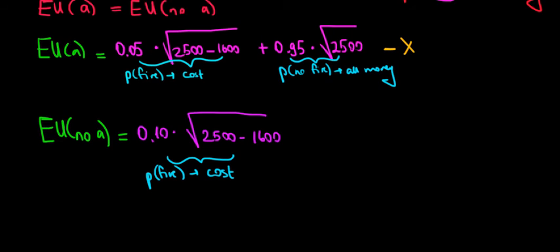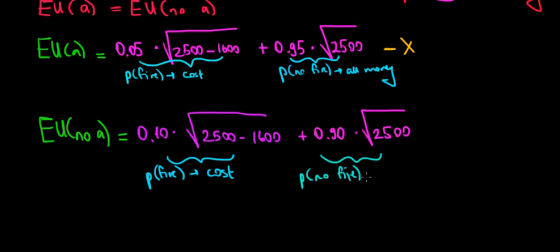Now, what's the remaining probability? Well, it's 90%, which is the same as 0.90 multiplied with the square root of the income, because in that case we don't suffer any loss. There would be no fire. So this is the probability of no fire. So we keep all the money. Okay, now what's that going to equal? This is equal to 48. So this is going to equal 48.